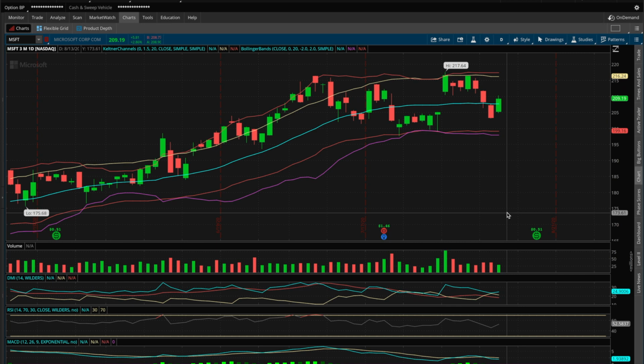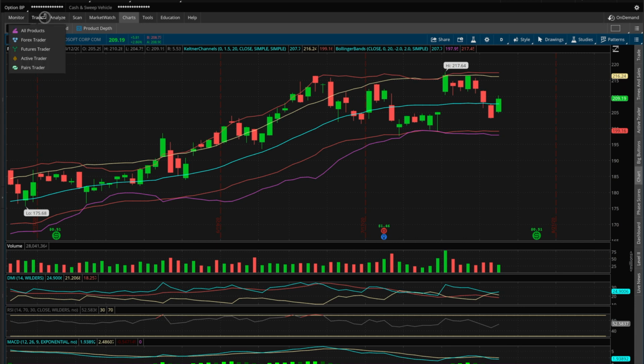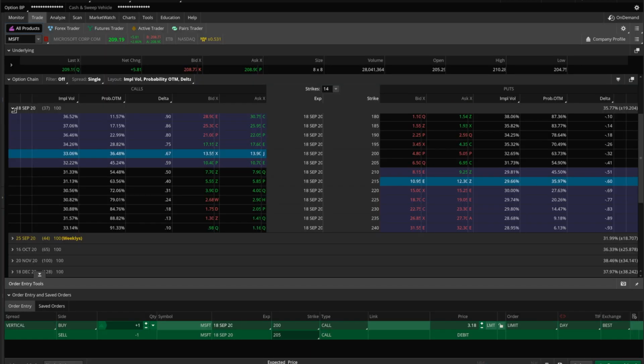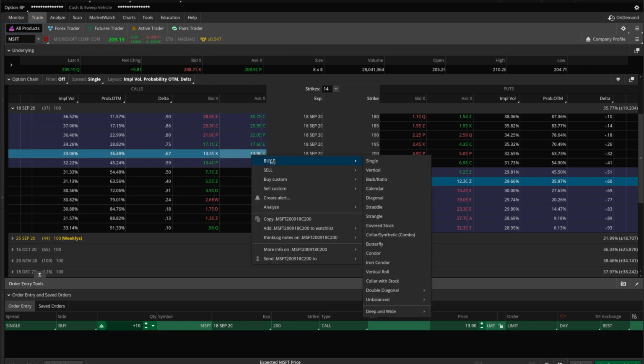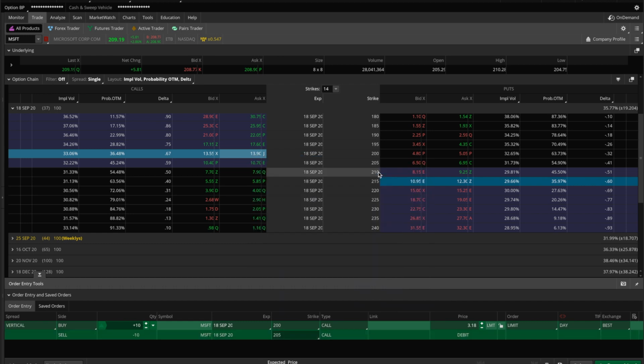All right, so essentially this is a vertical spread strategy. If you don't know what that is, I'll go ahead and show you. We'll go into our option chain here, and let's say we're bullish on Microsoft and we want to enter a vertical spread. What we'll do is we can choose any one. Let's just choose one strike in the money here. We'll right click, go over buy, vertical. Thinkorswim makes it super easy to do.